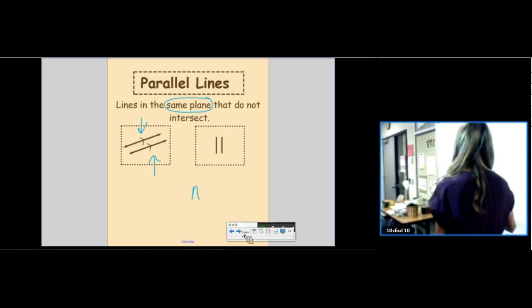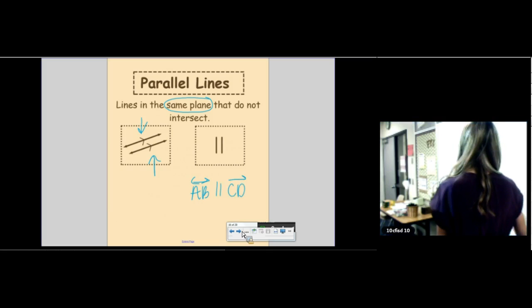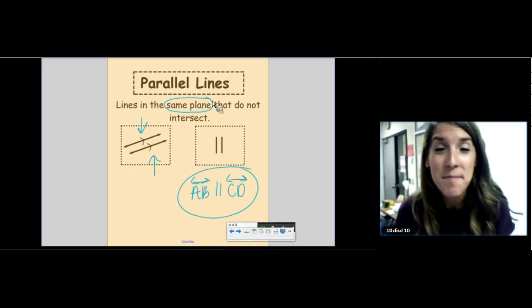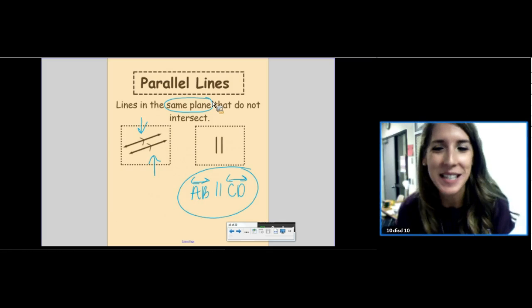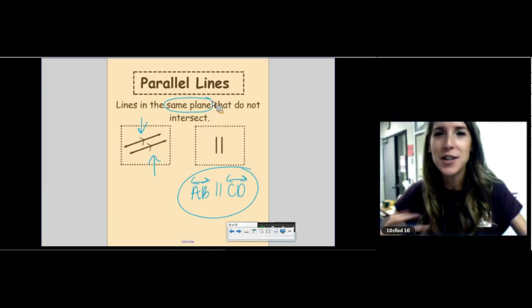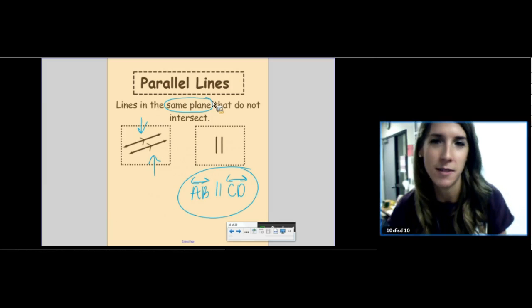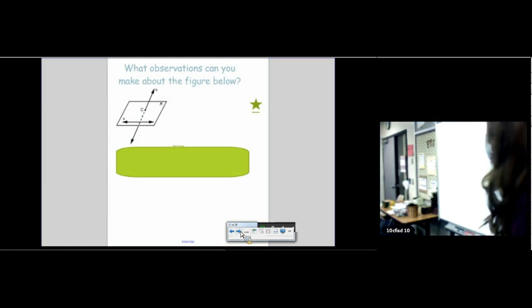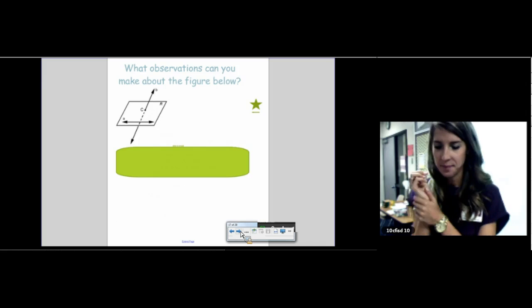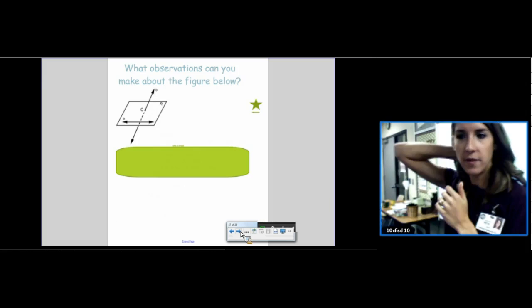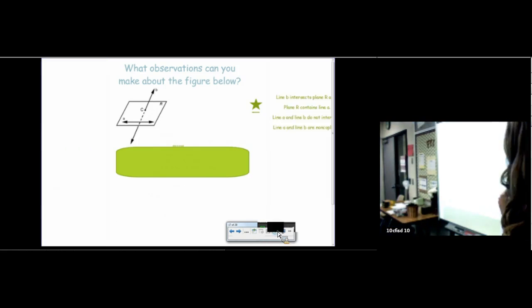So if I wanted to say line AB is parallel to line CD, I write it like that, and I don't have to write any words at all. Mathematicians are lazy. We like to use symbols instead of words, so that's pretty awesome. AB is parallel to CD. I just said that whole sentence, and all I did was write what's in blue right there. Okay? All right. Take a look at that figure. It's on your notes, but take a look at it. What observations can you make about this figure? I'm going to zoom in a little bit.